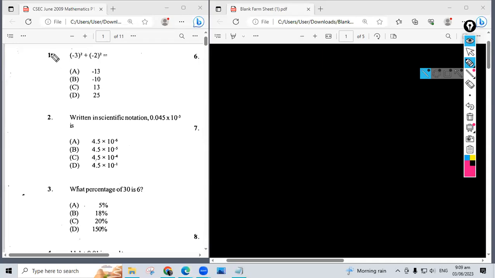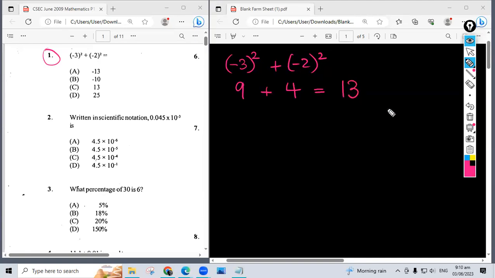All right. So question one. Now, the basis of this question here is when you square a negative number, square, not cube, square, you always get a positive value. So 3 squared plus minus 2 squared. Minus 3 squared is still positive 9, not negative 9. That's very important, right? And minus 2 squared is positive 4. So you end up with 9 plus 4, which is 13.